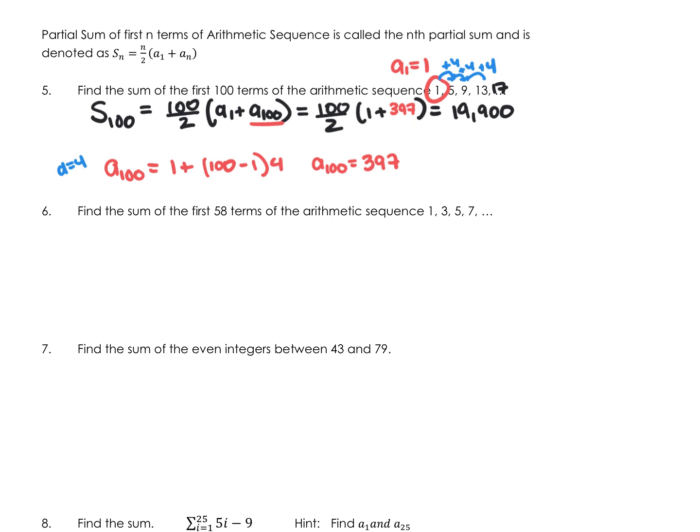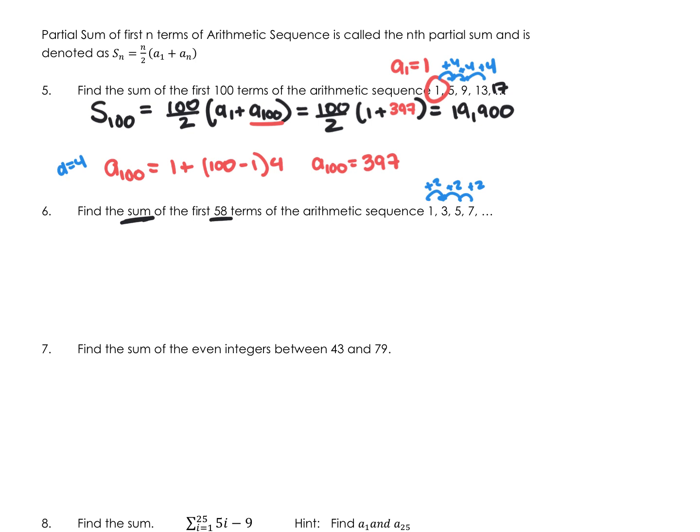Okay, let's do another one. This one asks us to find the sum of the first 58 terms. First, we need to, well, I said it's arithmetic, but let's double check. Is this arithmetic? Are we adding or subtracting a common number to get from one term to the next term? Yeah, what are we doing? Plus 2, right, each time? So this is definitely arithmetic, so I'm allowed to use either one of these formulas. These formulas here are both for arithmetic.